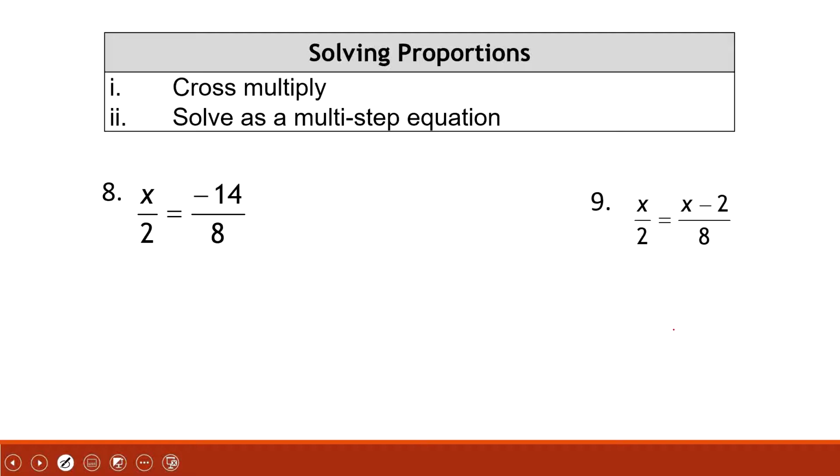So cross multiplying, what I mean by that is you set your equation up as something over something equals something over something, like our examples. And then cross multiplying is the top of the left side of the equation multiplied by the bottom of the right side. Then the bottom of the left side of the equation multiplied by the top of the right side of the equation. So in our example here, we end up with 8x equaling negative 28.